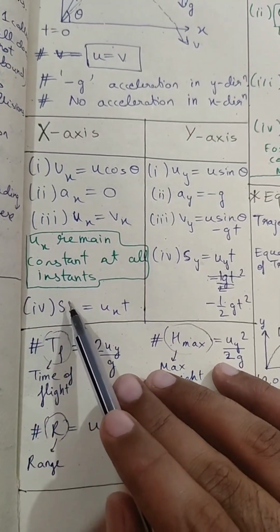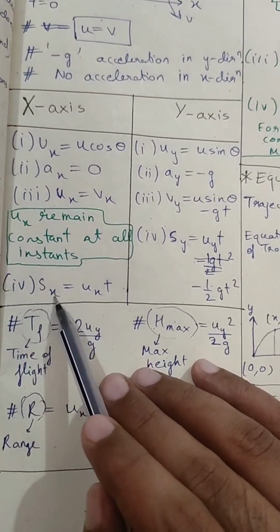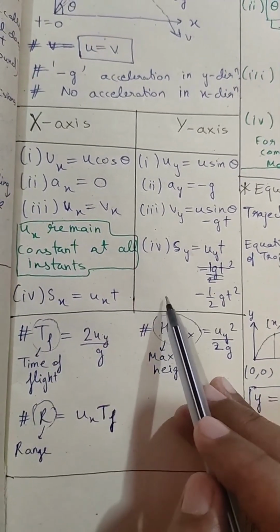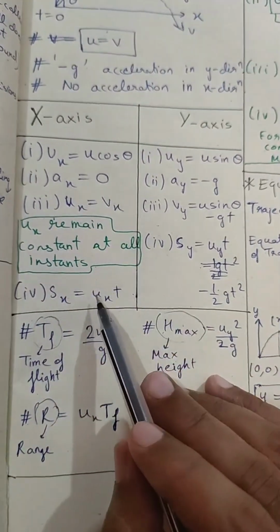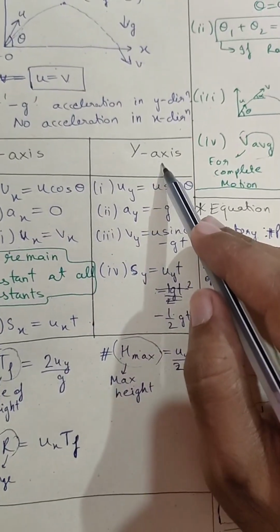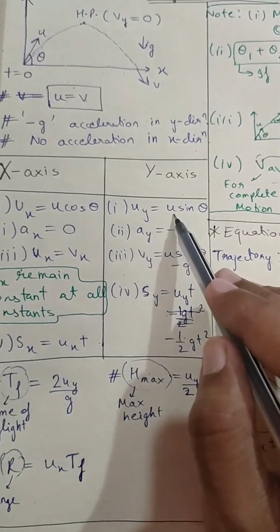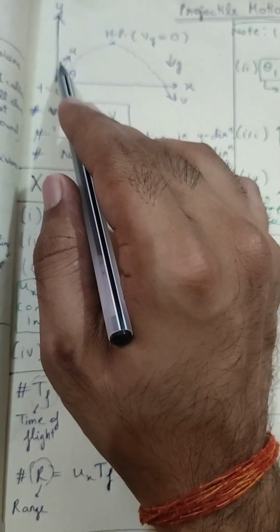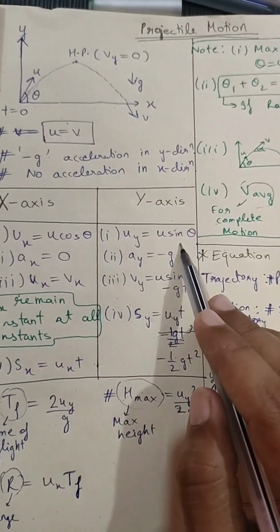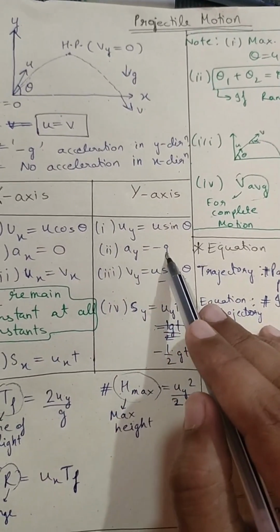Then the fourth point is the equation of motion, basically the displacement in x direction. Displacement in x direction is equal to uxt plus half at square. Since acceleration is 0 here, it is equal to uxt. Then in the y axis, the first point is uy is equal to u sin theta, obviously when we resolve it into components. Acceleration in y direction is minus g.